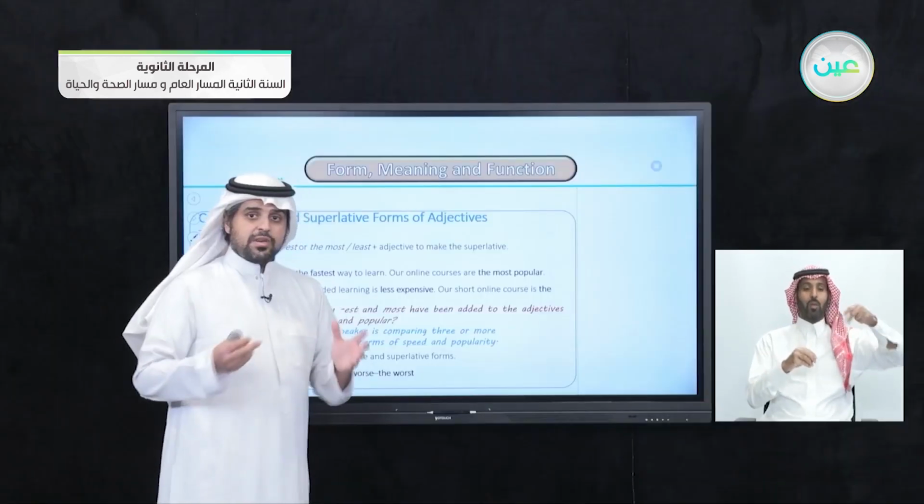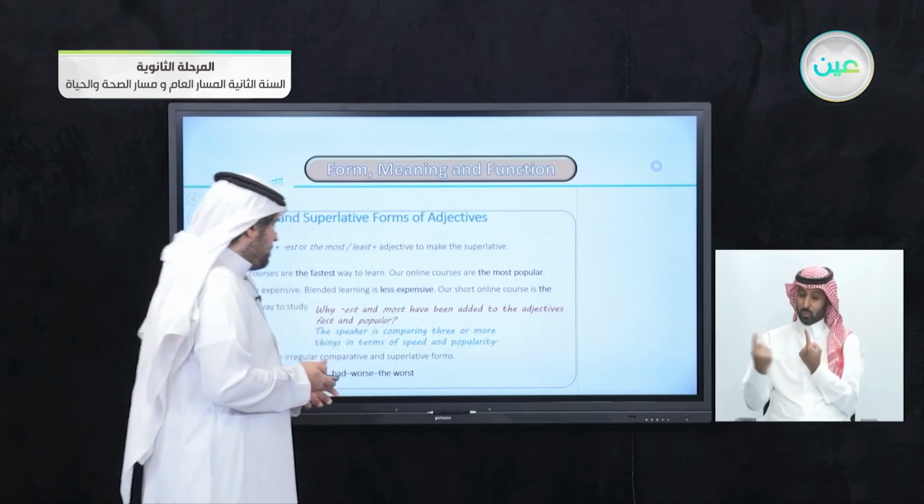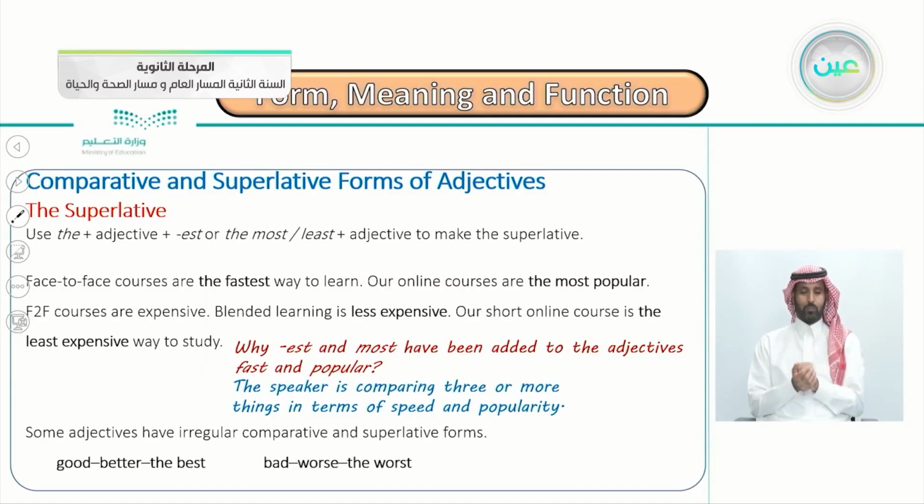So we use the superlative when we compare 1 thing to the group that it's in. Some adjectives have irregular comparative and superlative forms. They don't go by the rules that we just said. For example, here, the adjective good. The comparative form for it is better, and the superlative form is the best.